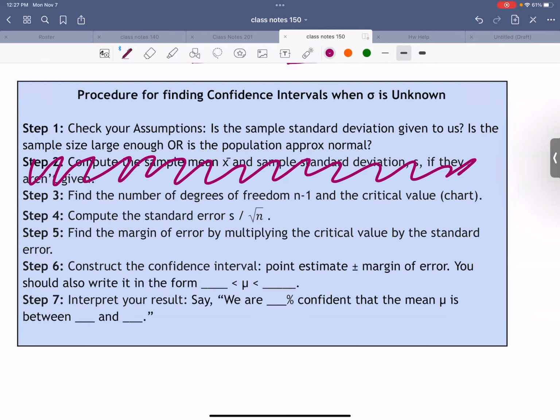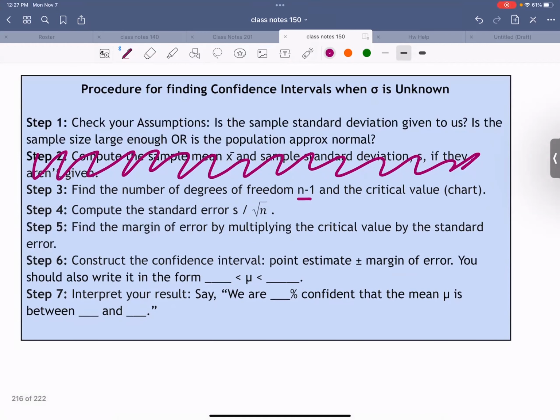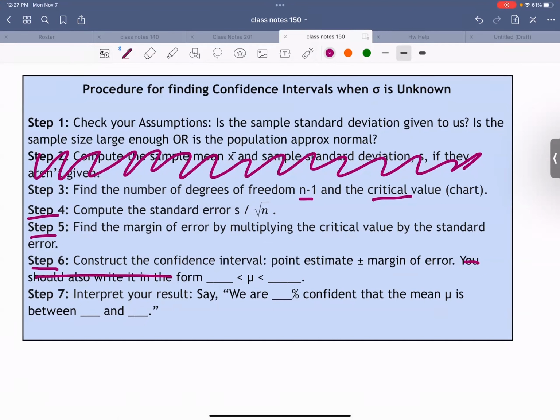Okay. All right, step number 3, you're going to find the number of degrees of freedom by taking our sample size and subtracting off 1. You're also going to use the chart to find the critical value. Step 4, you're going to find the standard error, right? So you're going to use our formula S over the square root of n. Step number 5, find the margin of error, doing critical value times the standard error. Step 6, you're going to do your interval just by taking your sample mean, add the margin of error, subtract the margin of error. You don't have to write it in that form if you don't want to.